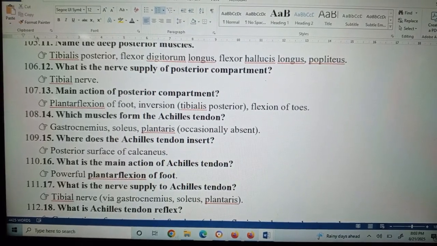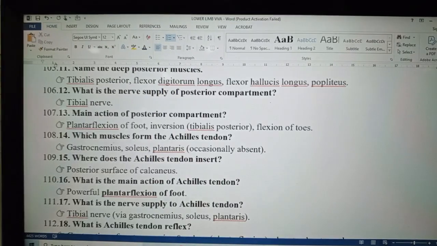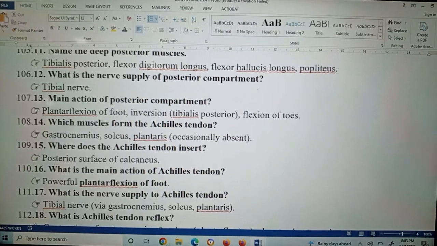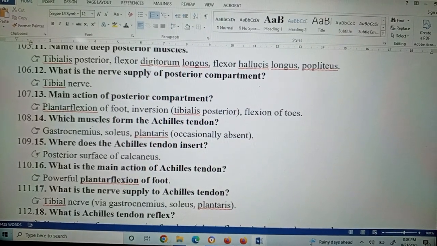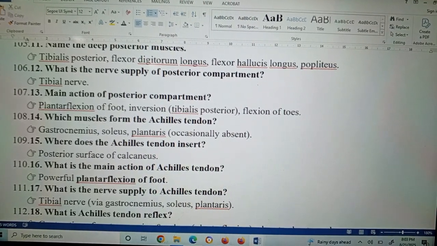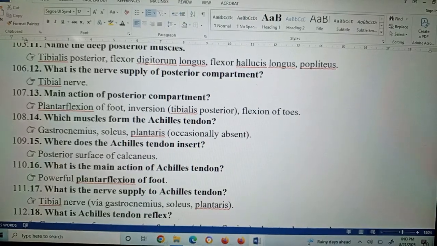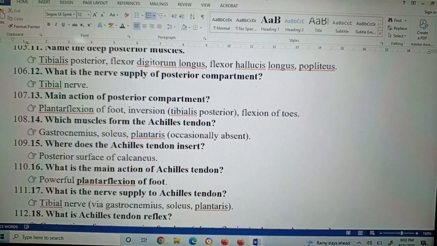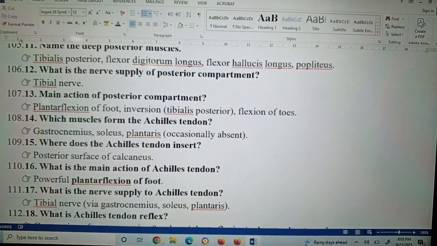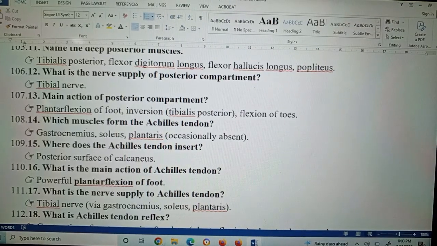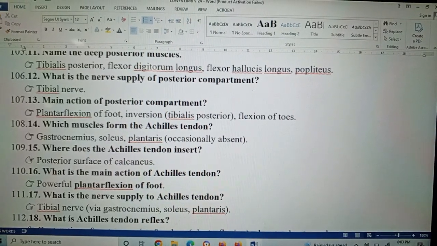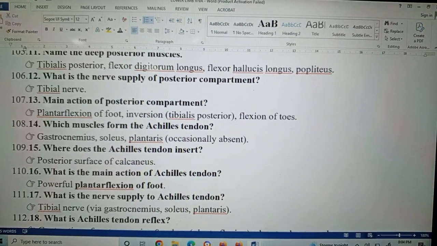Which muscles form the Achilles tendon? Sorry, I had forgotten, but I remember now: both heads of the gastrocnemius, medial and lateral, and the soleus muscle. These three muscles together form the Achilles tendon, or are inserted on the Achilles tendon, also called the tendocalcaneum or calcaneus tendon. A few books say that plantaris is also included.